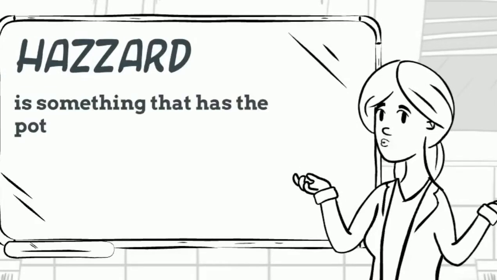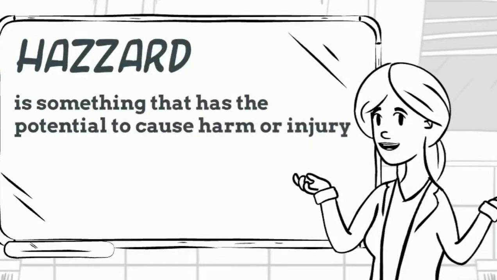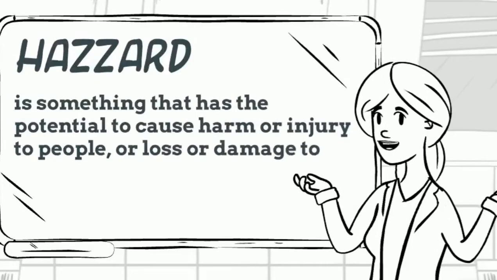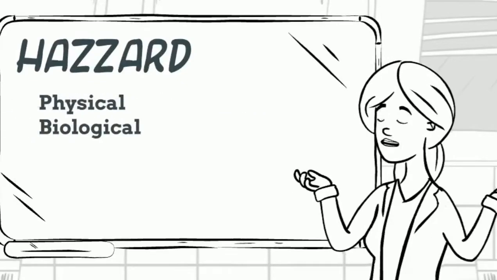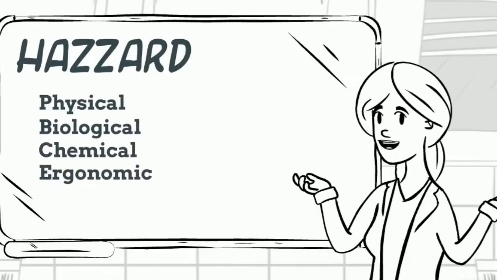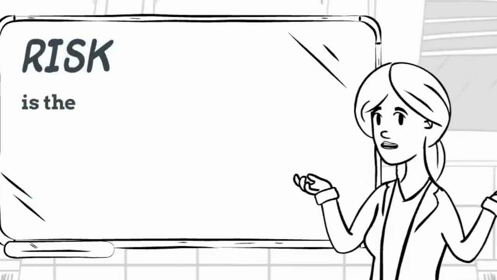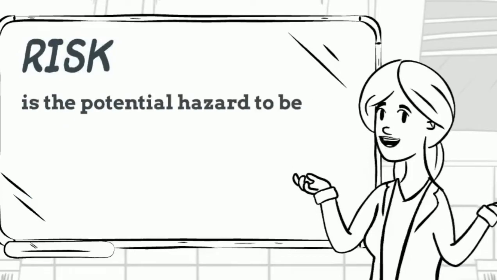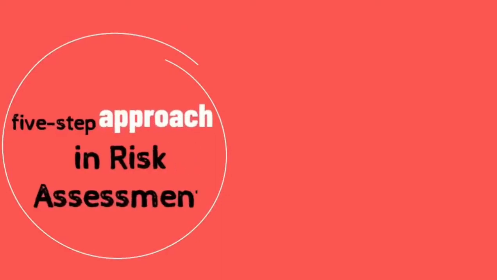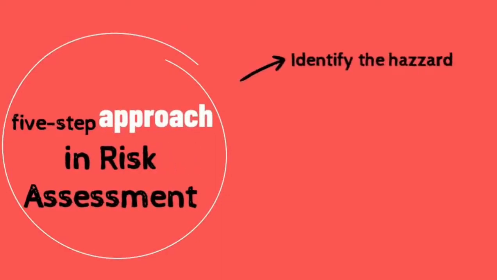Hazard is something that has the potential to cause harm or injury to people, or loss or damage to property. Hazard could be physical, biological, chemical, ergonomic, or psychosocial. Risk is the potential hazard to become a reality. There are 5 steps approach in risk assessment. Number 1. Identify the hazard, how it could harm and who could be harmed by it. It also considers the potential consequences.